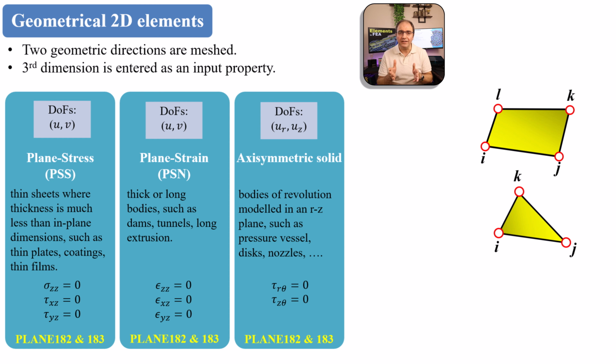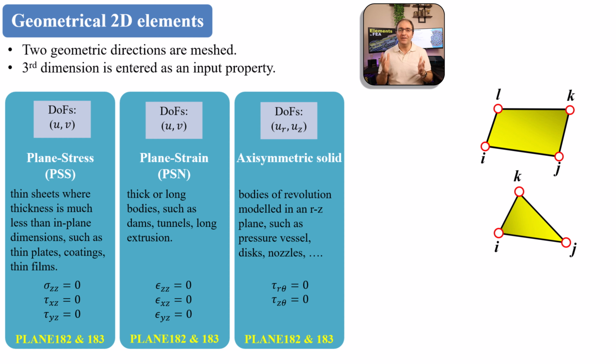Note that in ANSYS, plane 182 and plane 183 elements can be used for plane stress, plane strain, and axisymmetric modeling. But you must set the correct option in the element definition. Having the right assumptions selected is extremely important because the wrong assumptions will lead to completely incorrect results. This is one of the sanity checks you need to perform when you use a 2D model.